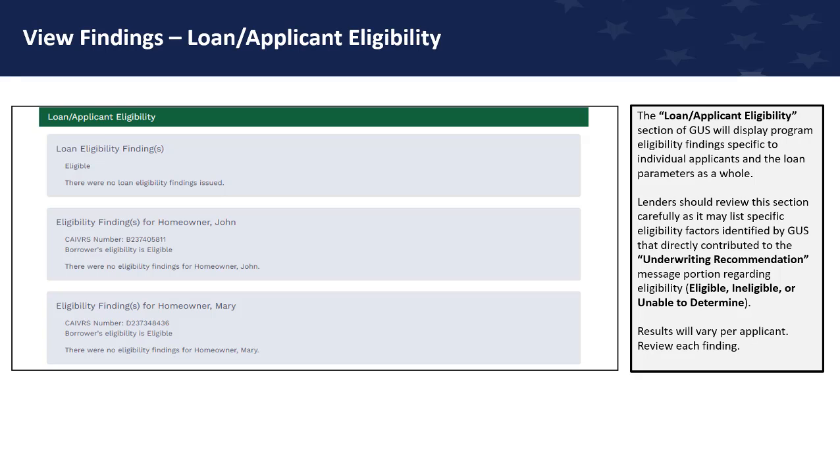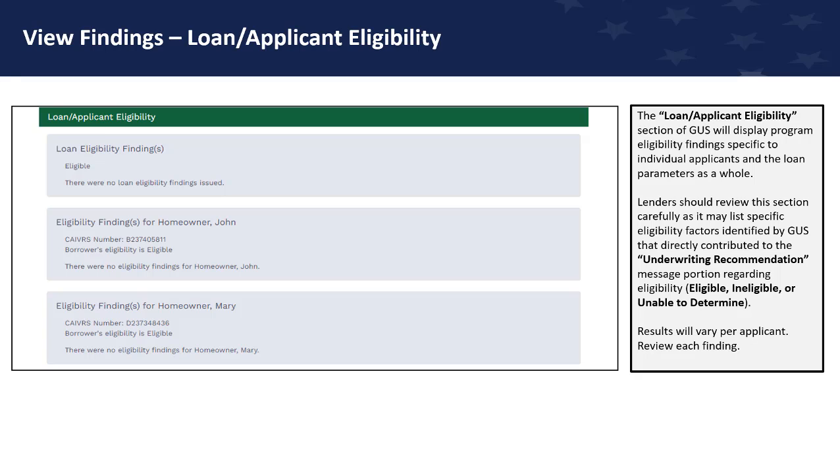Review each finding. The first text box in this section includes the loan eligibility findings, if any, returned from rural development, as well as the overall loan eligibility recommendation. The system will display unknown, eligible, ineligible, or unable to determine for loan eligibility recommendation. If no findings were issued, the system populates there were no loan eligibility findings issued.